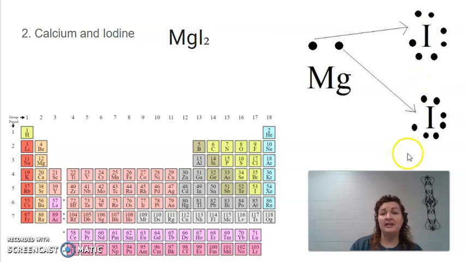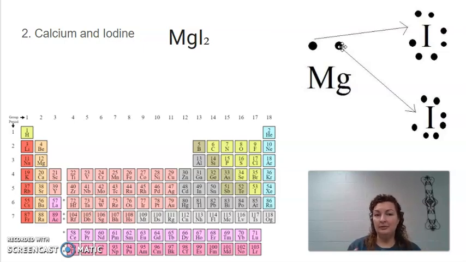Now, if I'm just doing this, I'm only going to draw 1, right? At least initially. But the thing is, they both need a full octet. So I need 1 for my iodine. That's great. I can give 1 of magnesium to the iodine. Now this iodine is happy and it's stable. It has a full octet, but my magnesium is not, right? It still has 1 electron. It's not stable, so it would not bond. 1 magnesium and 1 iodine would never bond together because of that.